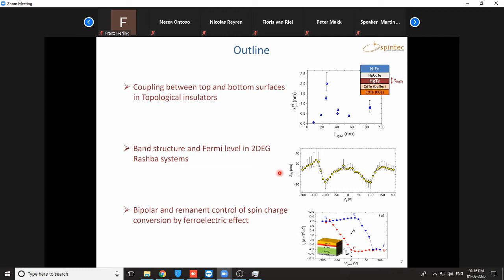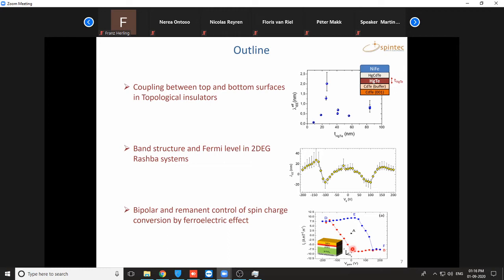Also, finally, if we are able to take advantage of ferroelectricity, we might be able to have a bipolar and remanent control of the spin charge conversion and tune this conversion by applying a gate voltage, which is much more energy efficient than applying a current.